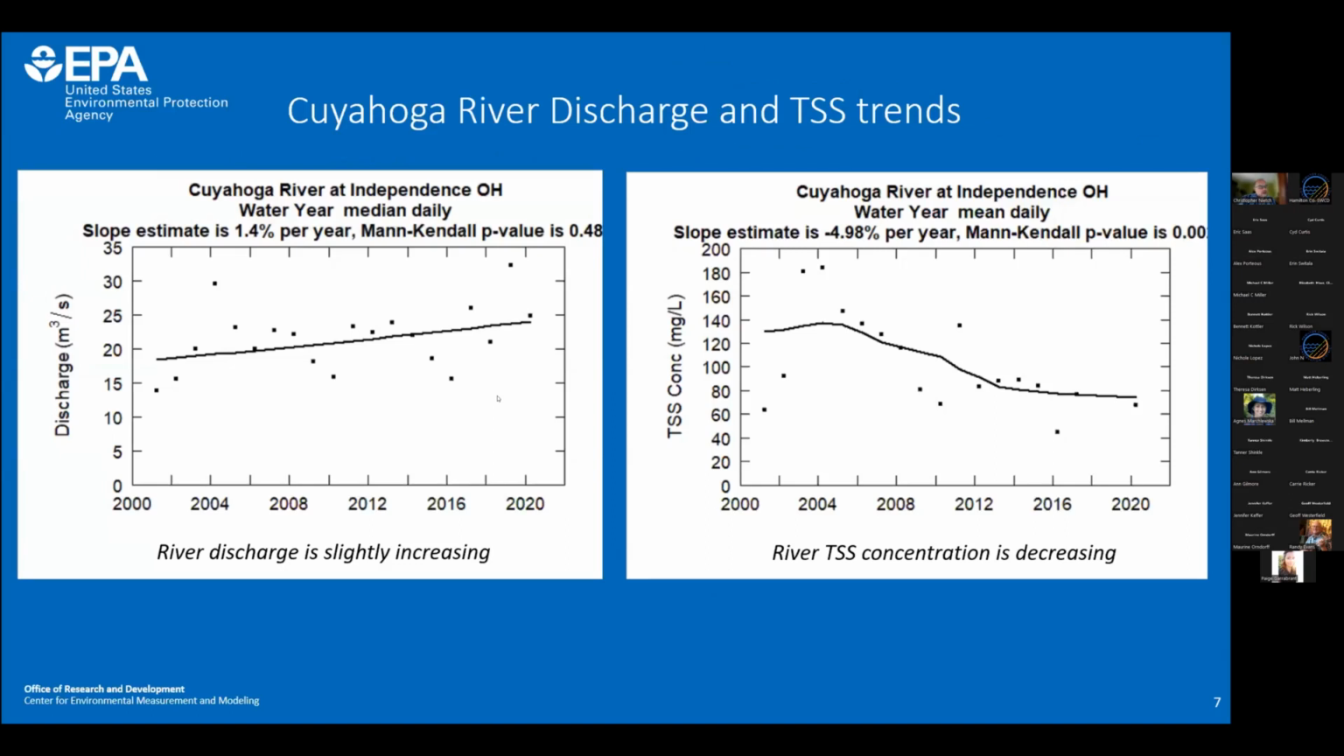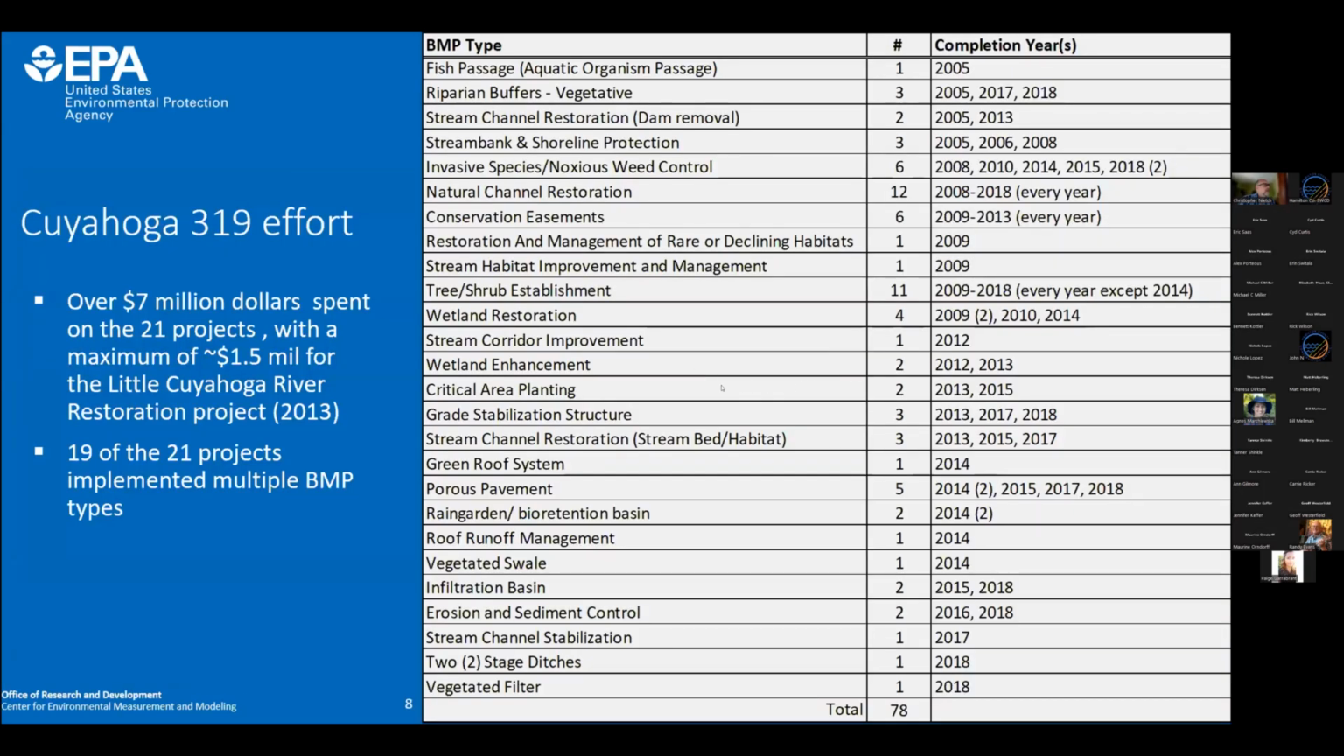If you look at the trends in that water quality data, generally for the Cuyahoga, we're seeing that river discharge is slightly increasing over this two-decade period. And interestingly, the total suspended solids, or TSS, concentration in the river is significantly decreasing. So this was an interesting find right off the bat. When you're seeing increases in discharge, you would expect more potential for erosion, more potential for sediment resuspension, and perhaps then more total suspended solids concentration in the river. But in fact, despite that increasing discharge, we're seeing decreasing concentration in the river. That was a good find right off.